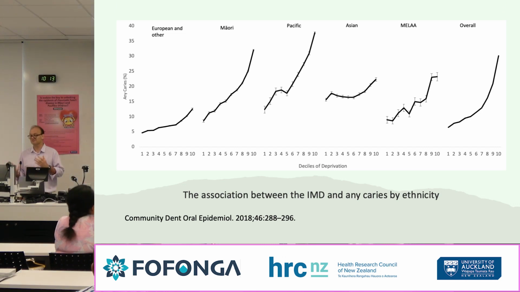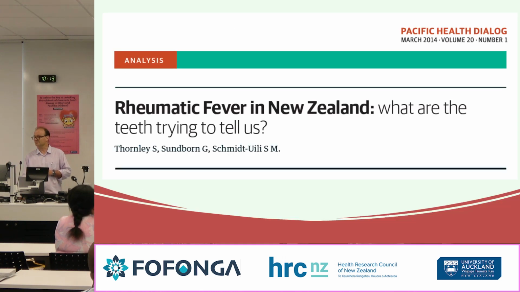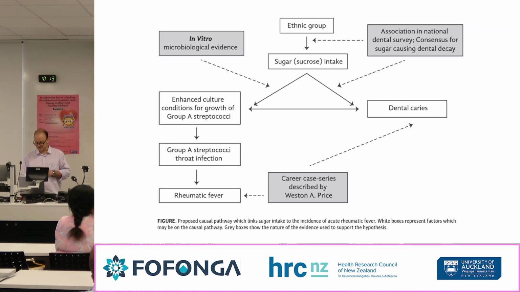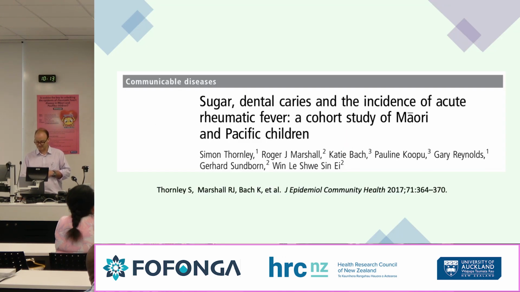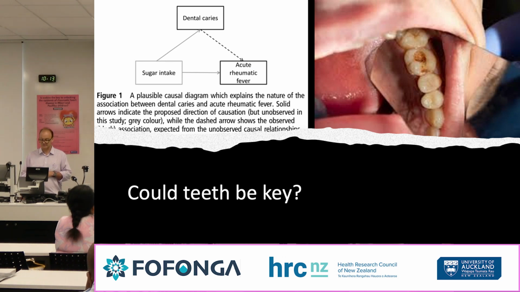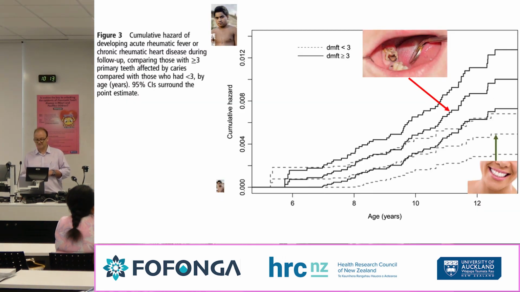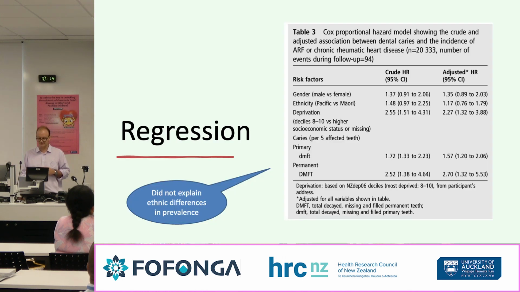We noticed major differences in terms of prevalence of rotten teeth between ethnicity by deprivation, which seemed to fit some of the risk factor profiles that we were seeing with rheumatic fever. We published some studies related to that, even got a study in a very good journal, and we did a cohort study comparing kids with lots of rotten teeth versus less rotten teeth, and saw a difference in terms of incidence of rheumatic fever, but it was a small difference.